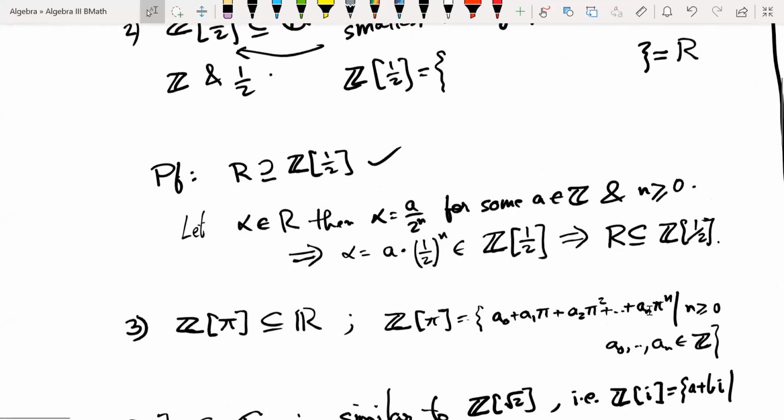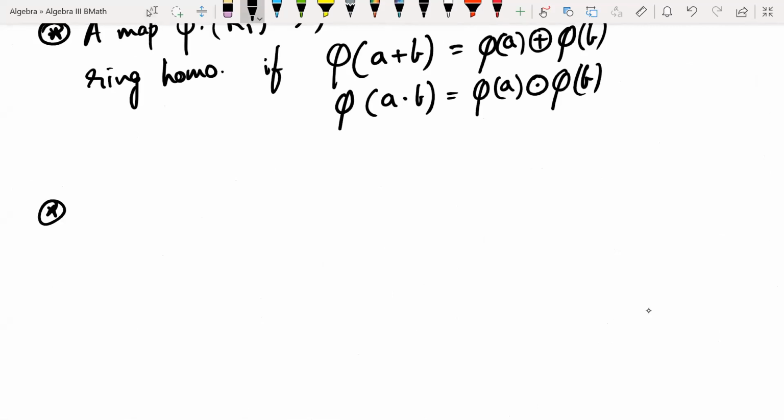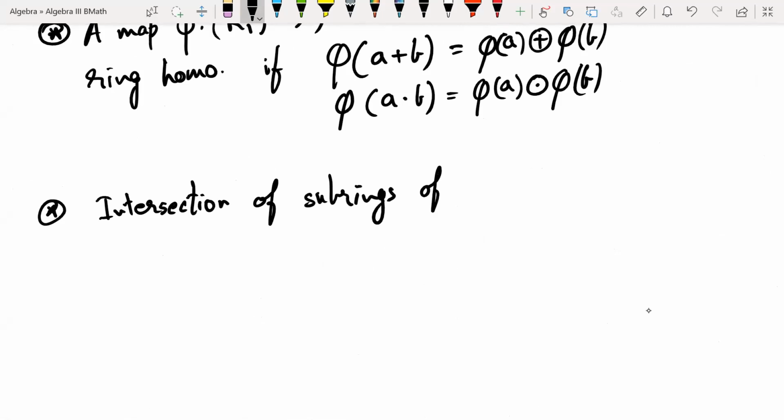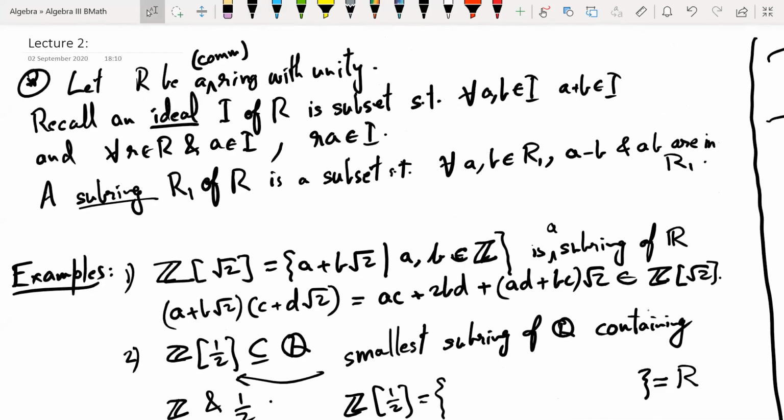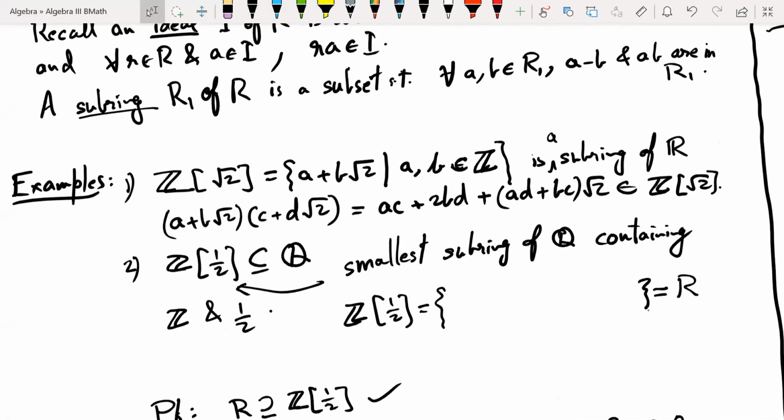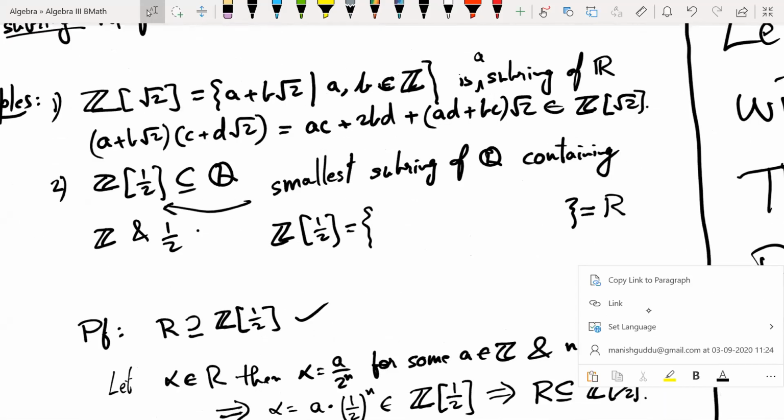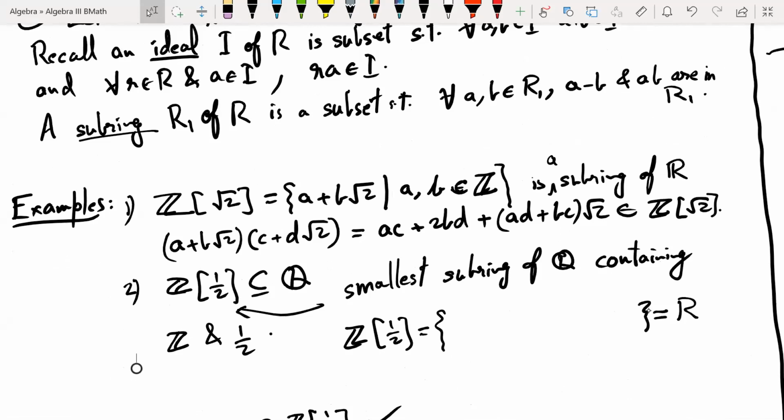Maybe I'll just write down the statement we'll have to prove: the intersection of subrings of a ring is a subring. It's not deep. It's like the intersection of subgroups is a group, so it's about the same level. I'm not showing that these two sets are the same here, but the proof would be the same. So this is one interesting subring of R. If one wants a subring of Q which is different from Z, then what you can do is take a subring which contains both Z and one half, that is, the smallest subring of Q containing Z and 1/2.